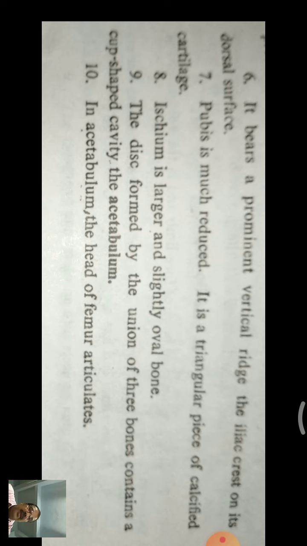Next one is pubis. The pubis is much reduced. It is a triangular piece of calcified cartilage. Next one is ischium. The ischium is larger and a slightly oval bone. The disc formed by the union of three bones contains a cup-shaped cavity called acetabulum.